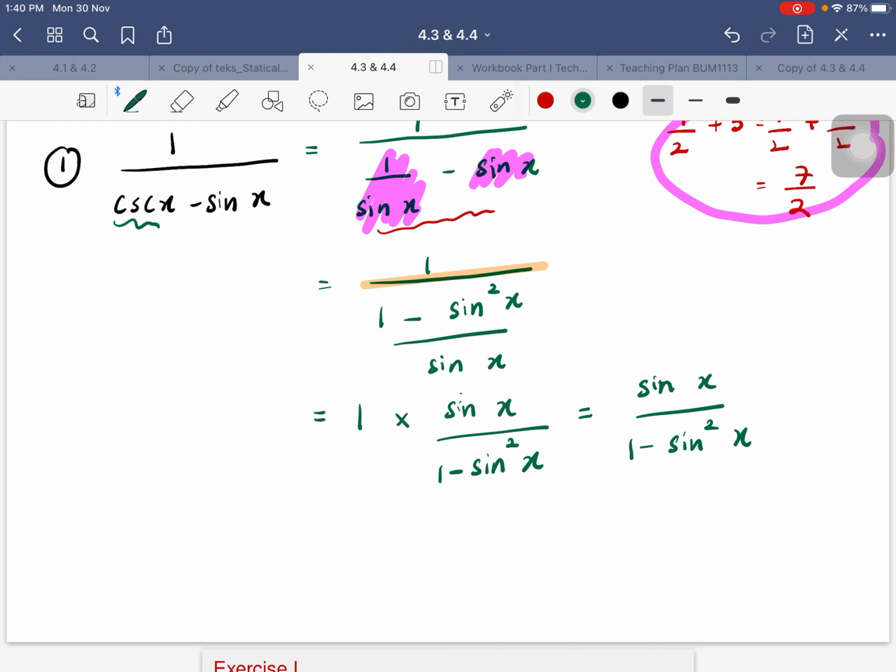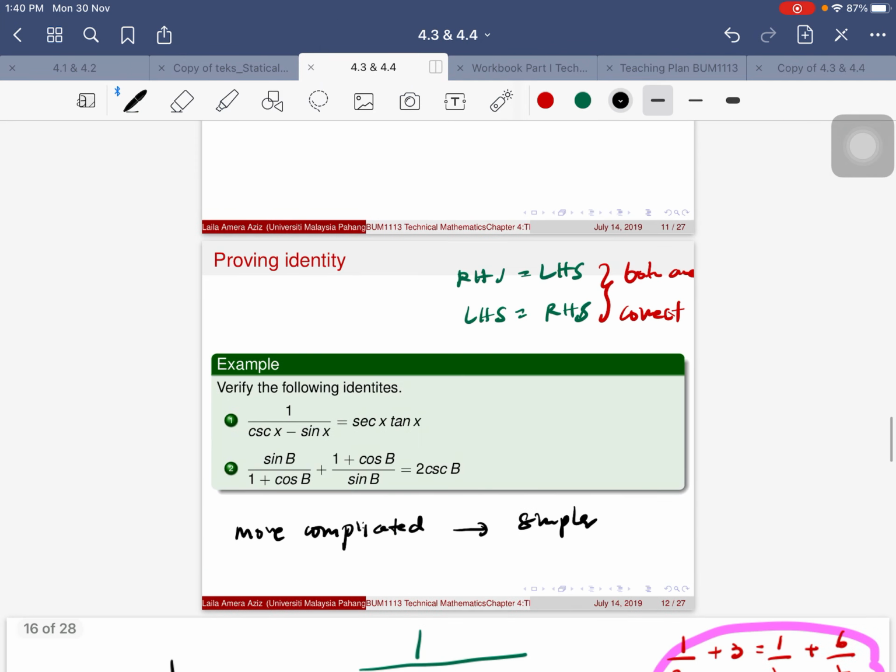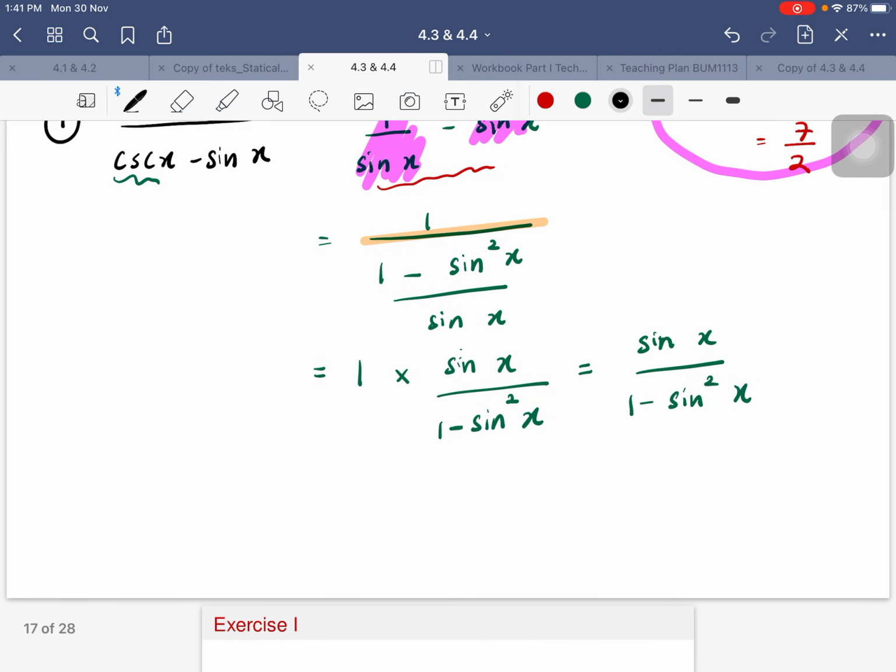So now my equation has started to become simpler and simpler, but the problem is that I haven't achieved what I wanted, which is making it into this form, secant x tangent x. What I know for sure is that secant x equals 1 over cos x, but I don't have any cosine terms in here. So how do I make it cosine terms? I'm going to use an identity, because I noticed that I can apply an identity over here. According to what we have seen before, sine square x plus cos square x equals 1. So therefore, I can replace that.